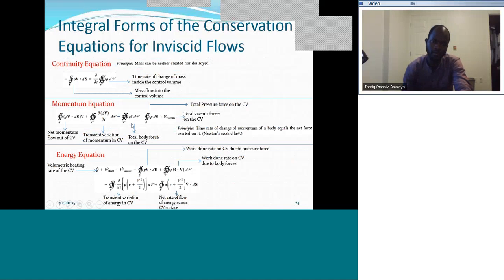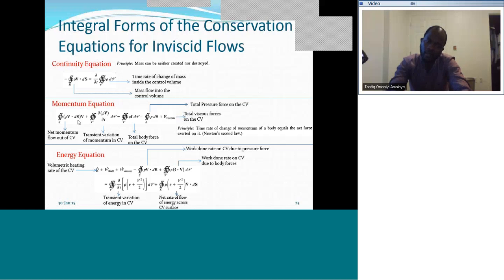And then for the momentum equation, we know that Newton's second law says F equals ma. That means the summation of forces will be equal to the time rate of change of momentum of the fluid. This can be for the control volume, as these are triple integrals anyway, or it can also mean for a fluid element. So we try to distill the integral equation into the partial differential equations.